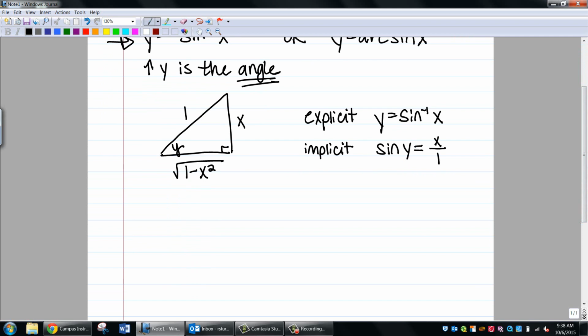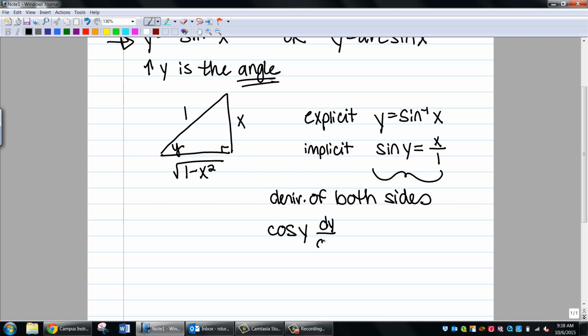And if we look at this, we could think, okay, can we take the derivative of this now? Because we know how to take the derivative of sine. The derivative of both sides gives us cosine of y, but we want it in terms of x. So this is where we do that funny tag on the dy dx part, equals, well, the derivative of x, that's just 1.